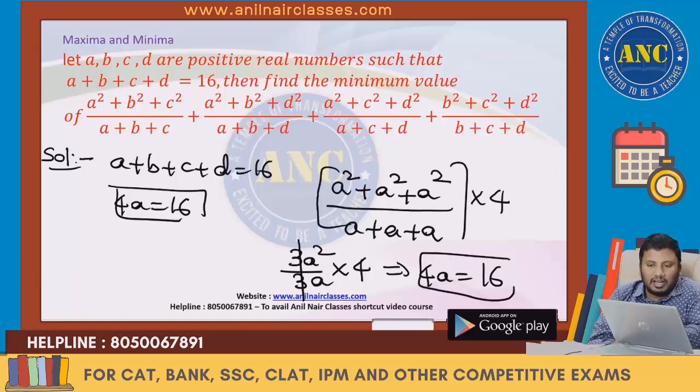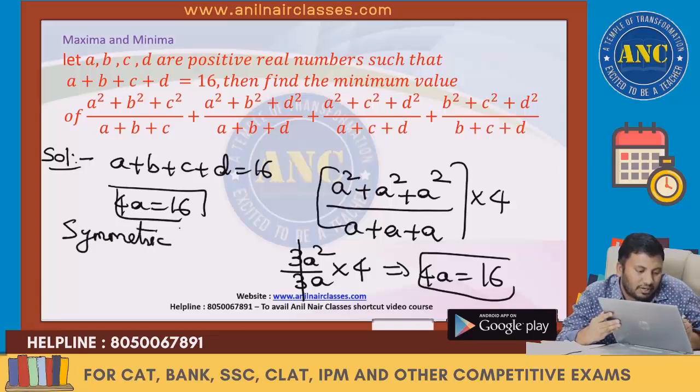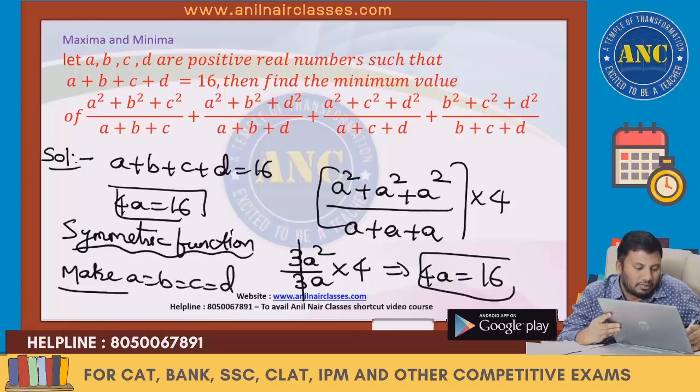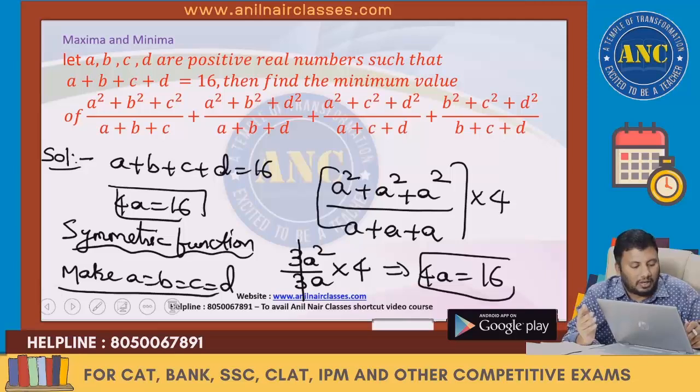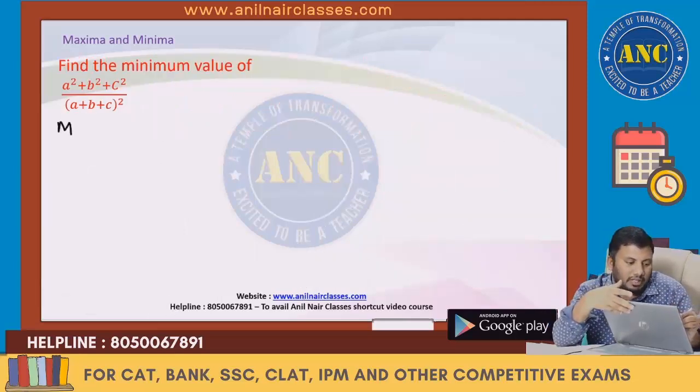Idea is clear, right? So A plus B plus C plus D is 16. 4A is 16. So I got 4A, which is 16. It is a symmetric function. Because it's a symmetric function, make A equivalent to B equivalent to C equivalent to D. Symmetric function, method 1.